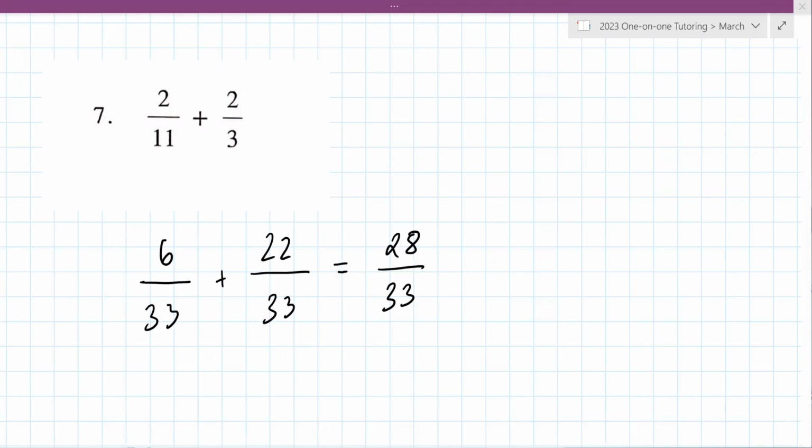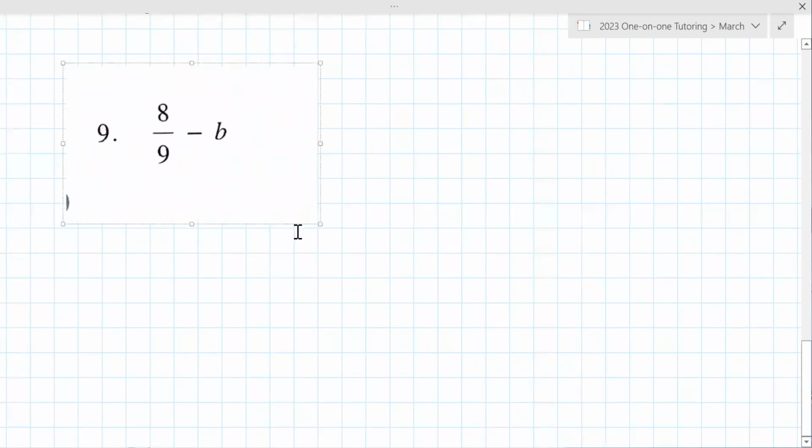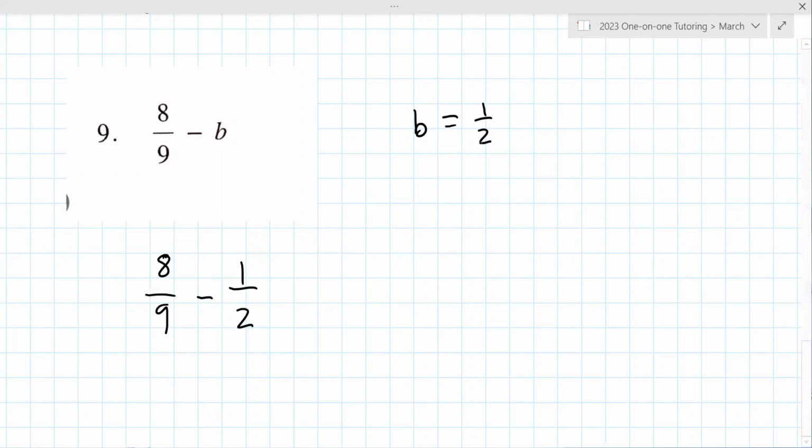Okay, so I'll make a comment about number 9 here. 9 is just like the ones we've been doing. You just have to substitute a number in first. So this is really 8 over 9 minus 1/2, because it tells you in the problem that b is 1/2 in all of them. So then you just do it the same way that we've been doing the last few problems. Any questions on that?